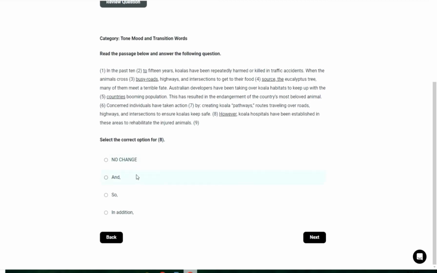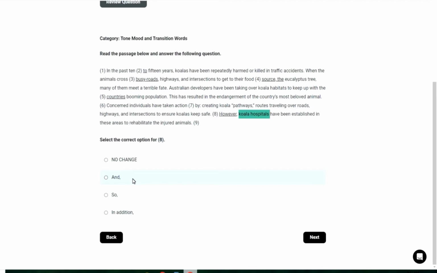For B, and koala hospitals have been established in these areas. Yes, it is on top of that, but the previous sentence is talking about creating pathways and routes and highways and intersections. In this sentence, talking about koala hospitals. So two very different thoughts. We would want to use and if it was cohesive in the sense, and still we don't like to begin sentences with and. And if we are going to, make sure that these two are super cohesive. And in this sense, they're two different ideas. So B is going to be incorrect.